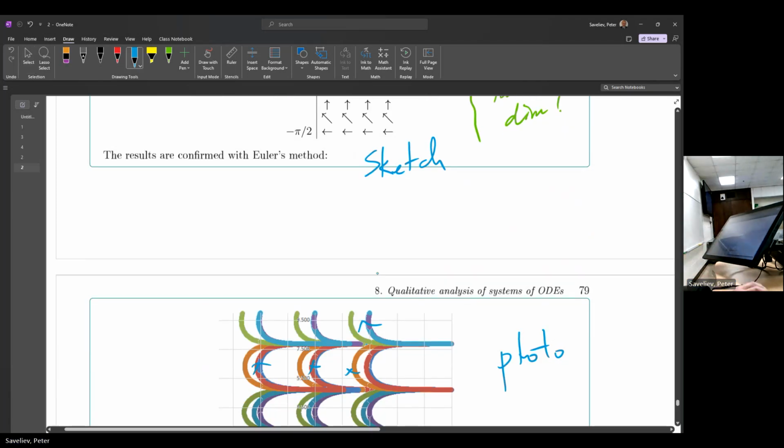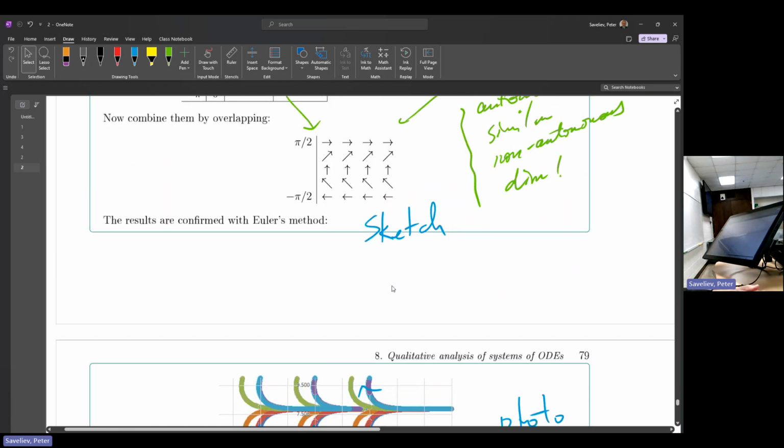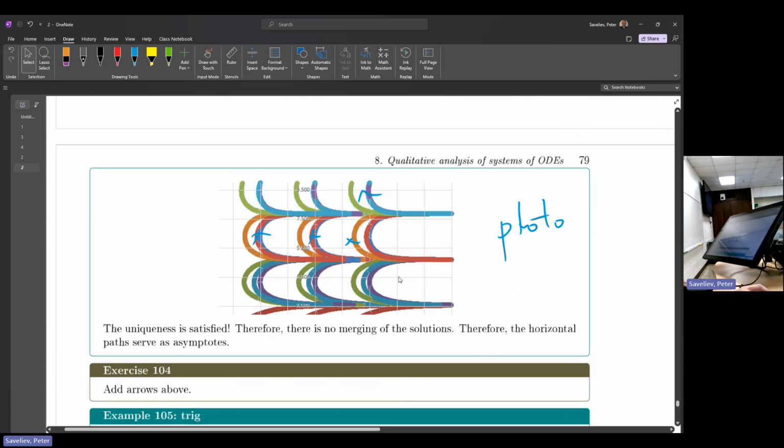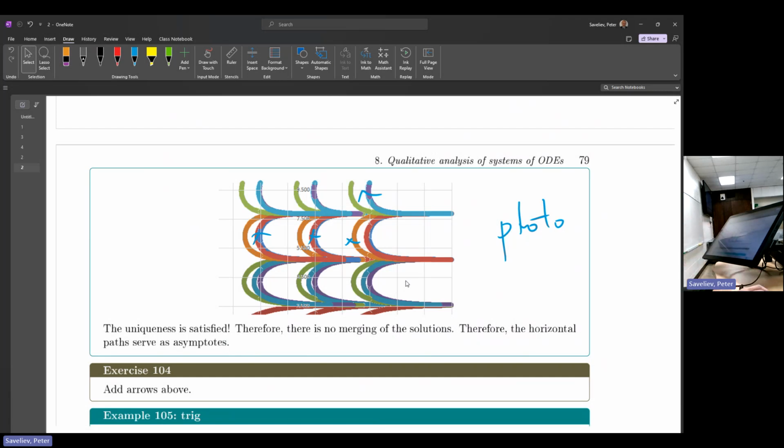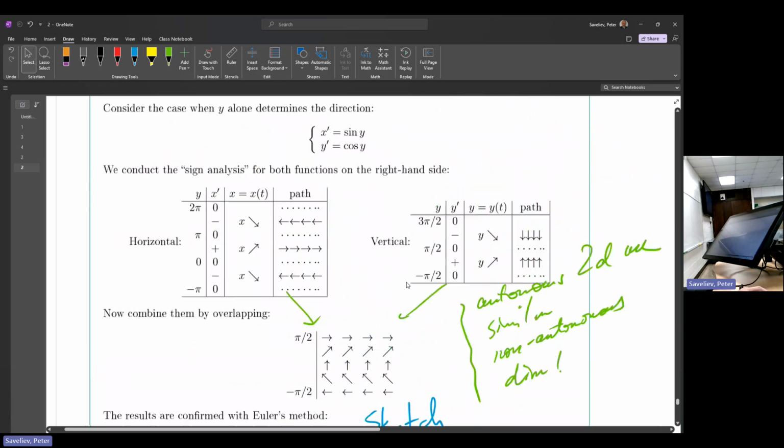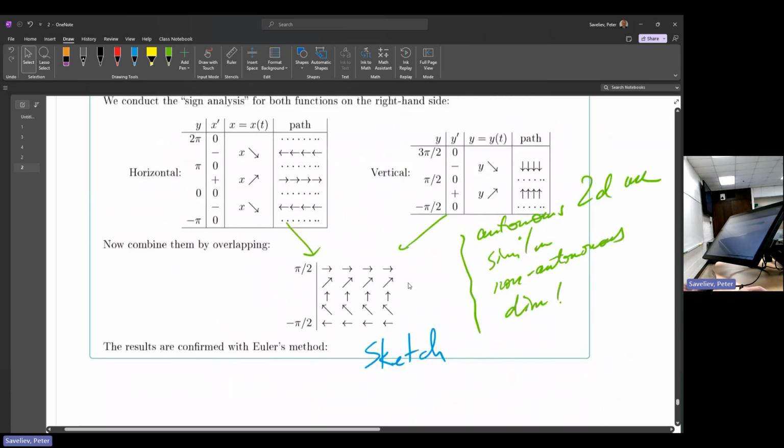Every time, once again, we invoke uniqueness to make it clear that the pictures themselves, especially Euler's picture, do not reveal that the graphs do not merge, but rather they converge. In other words, we have asymptotes and they cannot merge because of uniqueness. That's something that we have not stated.